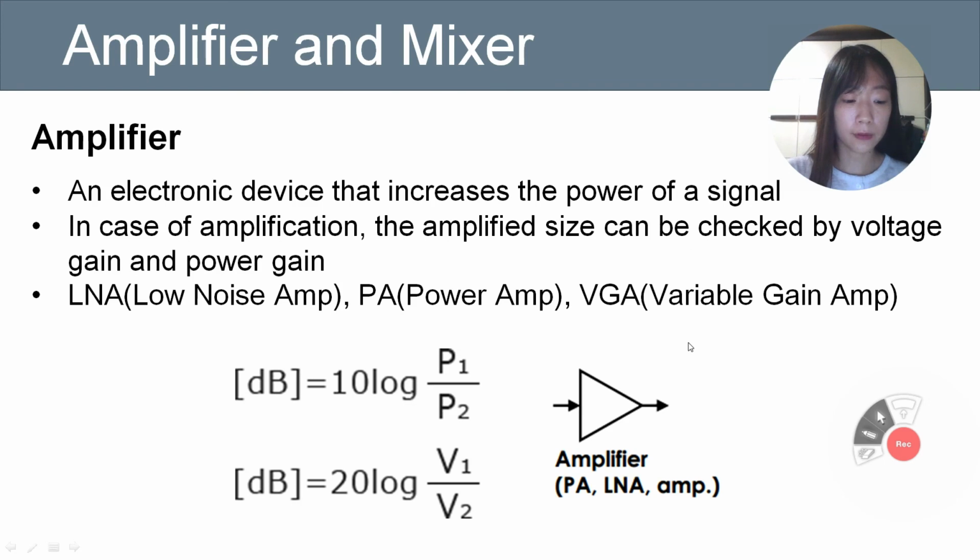An amplifier is an electronic device that increases the power of a signal. In addition, when amplified, the gain is defined as the voltage gain of the input signal and the power gain of the output, and the voltage gain of the input and output. PA, LNA, and VGA perform the functions of the amplifier in the RF system.